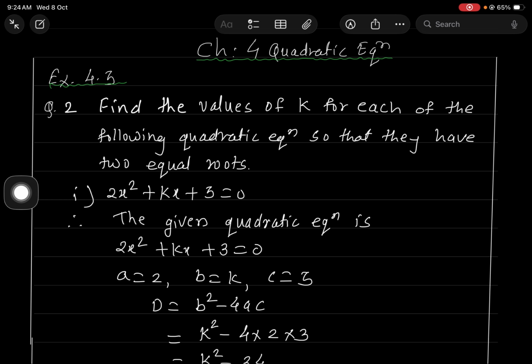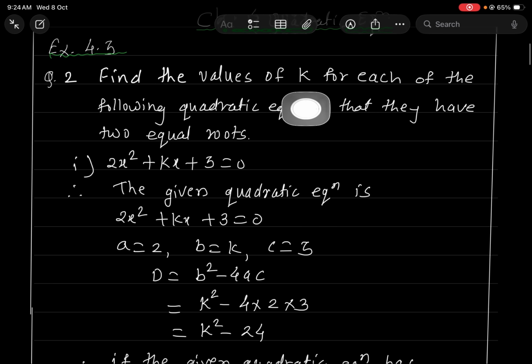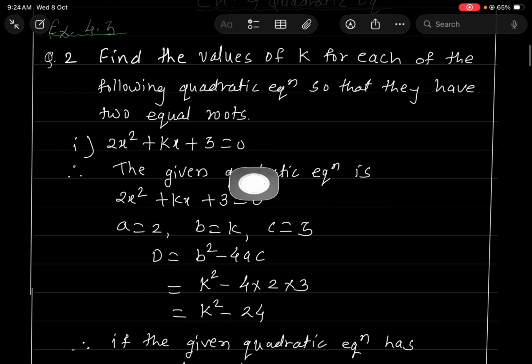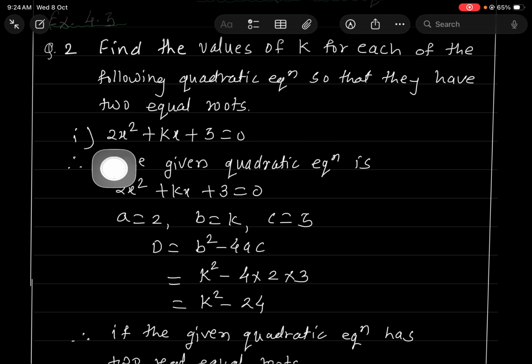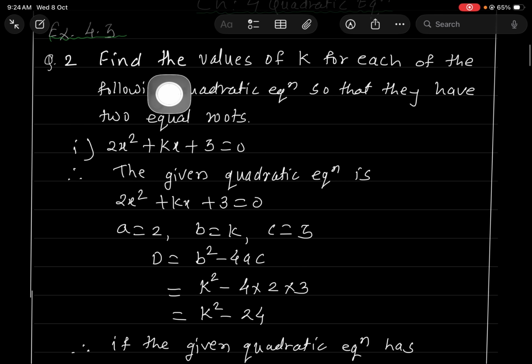In this video we will see question number 2. Find the values of k for each of the following quadratic equations so that they have two equal roots. Here we have to find out the value of k. Read the question properly. You have to remember this.